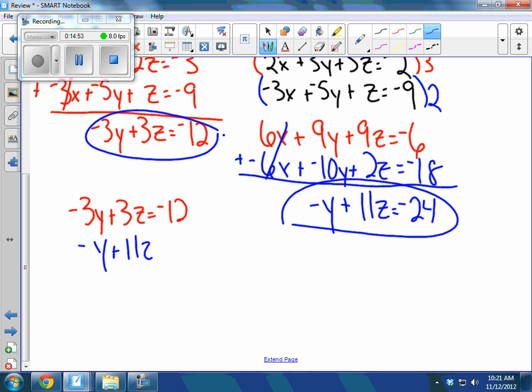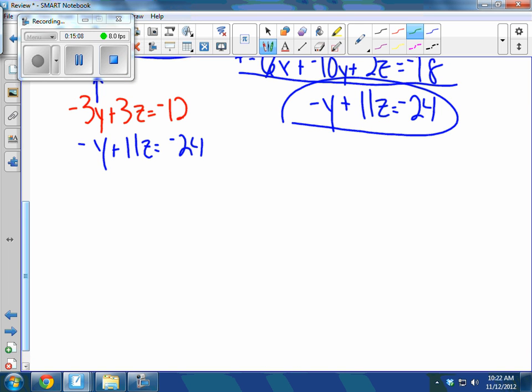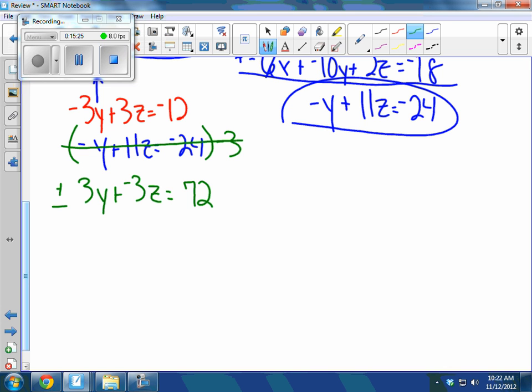And I'm going to have to decide, do I want to get rid of the y's or the z's now? And I'm going to get rid of the y's because I can turn these both into 3. And since the top one already is a negative 3, I'm going to make the bottom one a positive 3. So that means I actually have to take everything times a negative 3 to do that. So negative 3 with that negative y is now positive 3y. I'm going to get negative 33z, and I'm going to get positive 72 when I take that times the negative 24. So I'm going to draw a line through it, and I'm going to add up my y's, add up to 0.